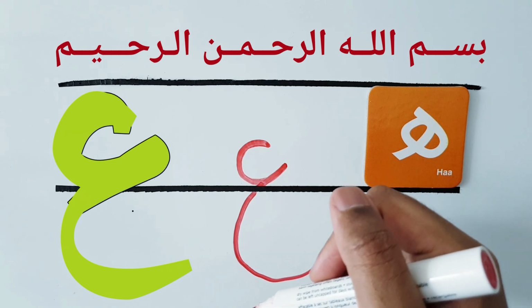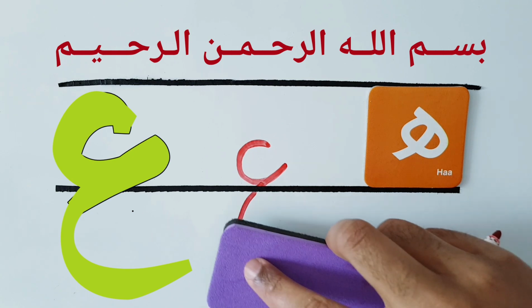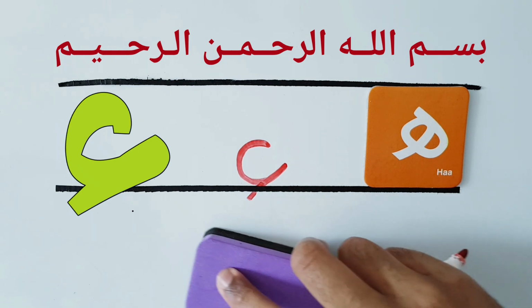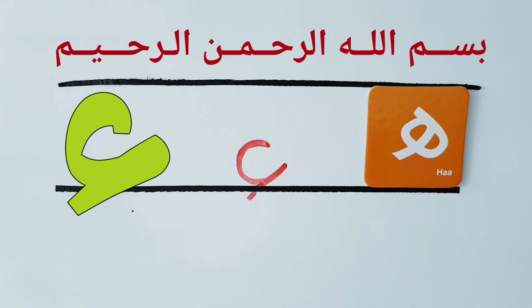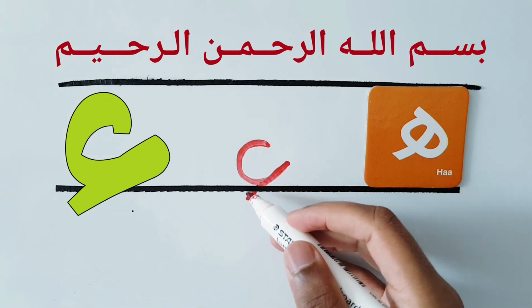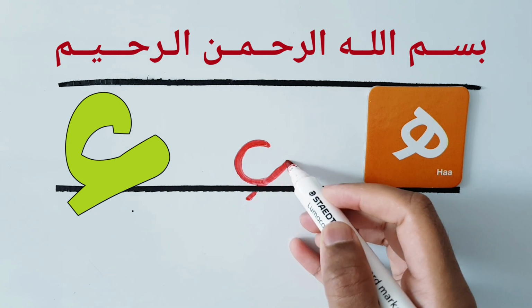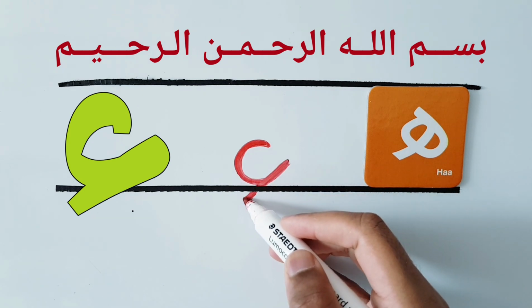Okay, this is Ain. Hamza, we just need the head. So we're going to cut this off. This is Hamza. Hamza is essentially the head of the Ain. So we're going to do it in 2 steps. Step number 1. And then step number 2 is we're going to do here and then stop.